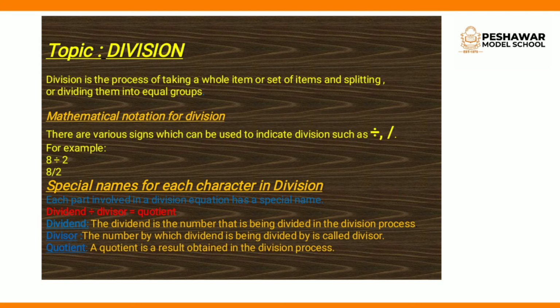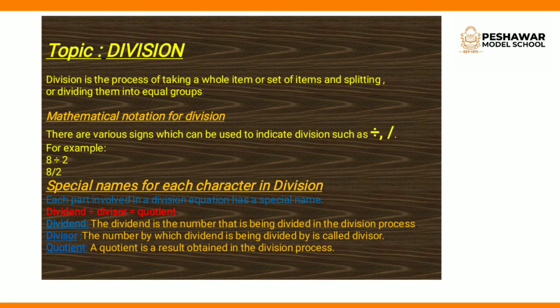Now students, special names for each character in division. Here are special names for division: dividend, divisor, quotient. What is the dividend? The dividend is the number that is being divided in the division process. What is the divisor? The number by which the dividend is being divided is called the divisor. What is the quotient? A quotient is a result obtained in the division process. Means the quotient is our answer. Clear?